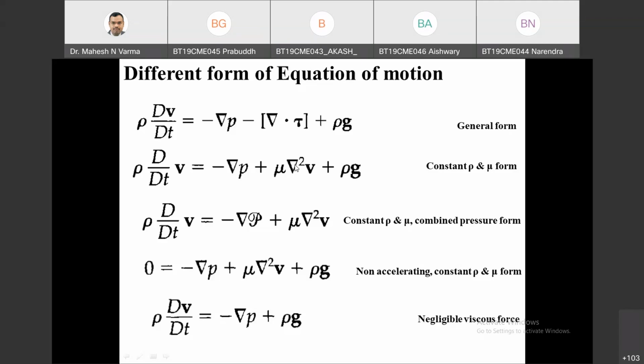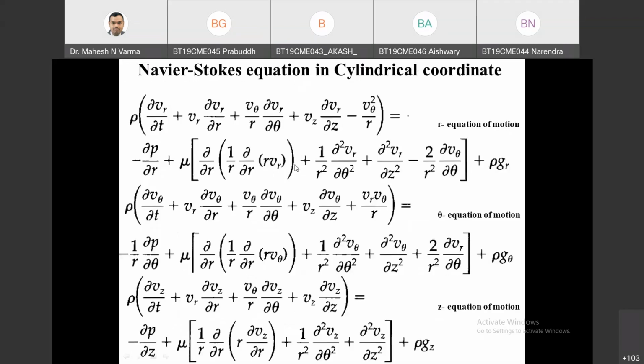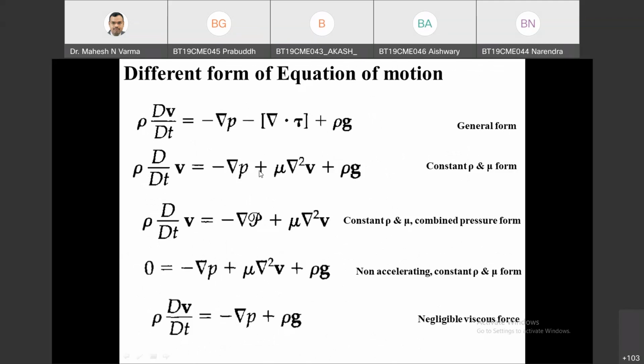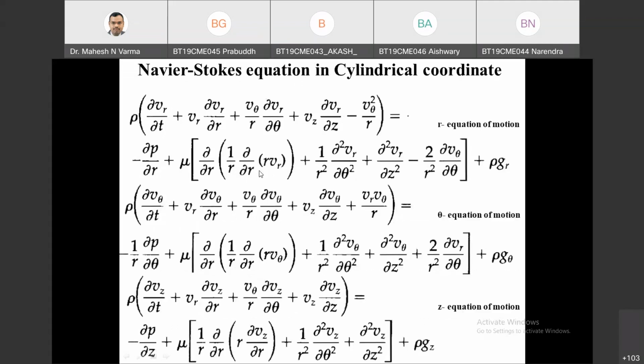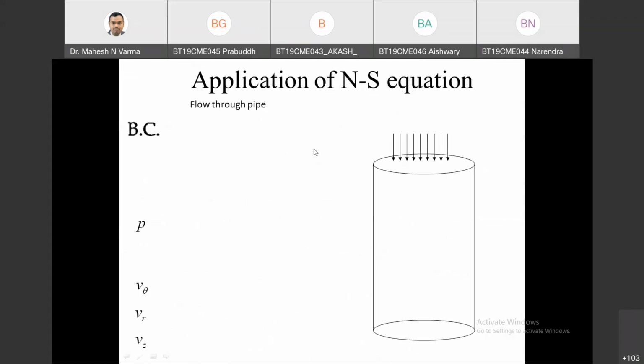Okay, so this is the cylindrical coordinate Navier-Stokes equation that will be used. This is the expanded form of this equation in cylindrical coordinates. So this is R equation of change, theta equation of change, and Z equation of change. As we don't have velocity in r direction, we don't have velocity in theta direction, so certainly these will not be useful for us.